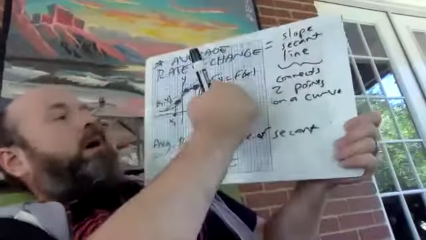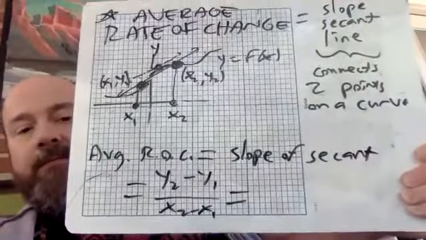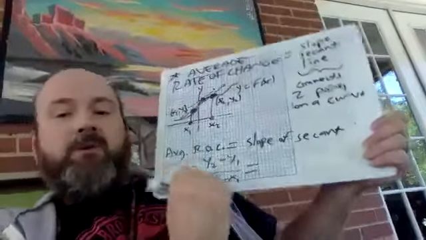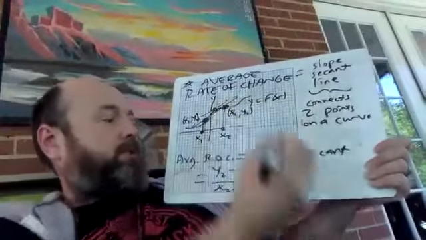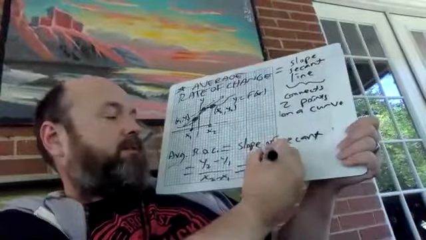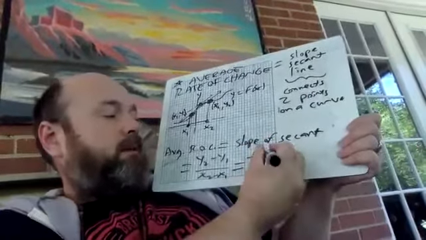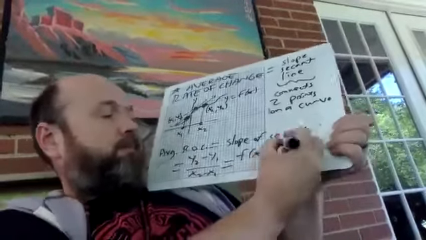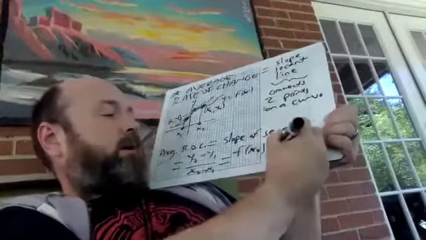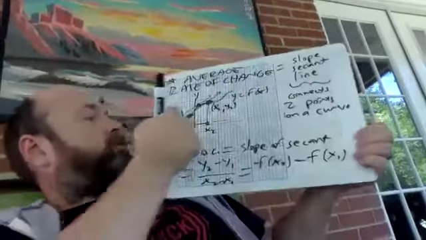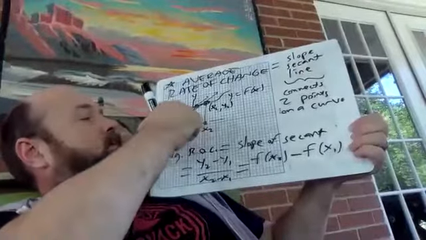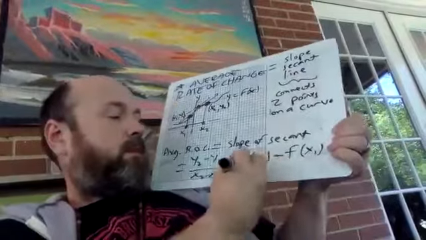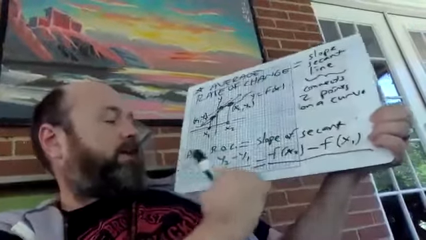Okay, so what is y2? Well, y is just f of x. So y2 is the f of x value that's above x2, right? You go from x2 up to y2. So y2 is f of x2. What does that mean? You just plug in the value x2, whatever that x value is, into your formula. Then you subtract y1, which is the function evaluated at that x value. And then all of that is over x2 minus x1.